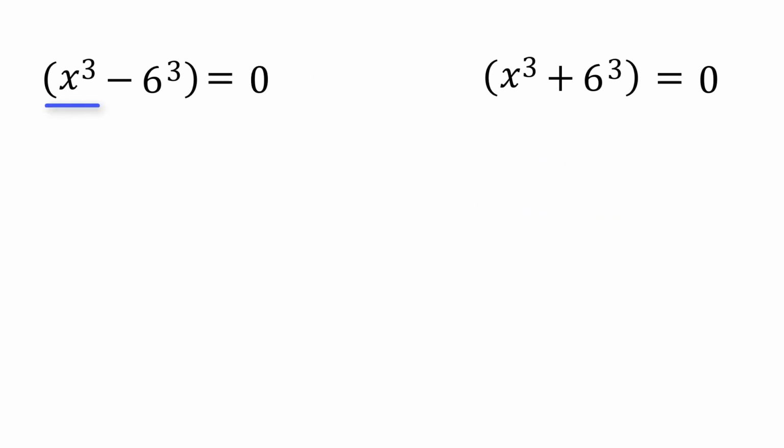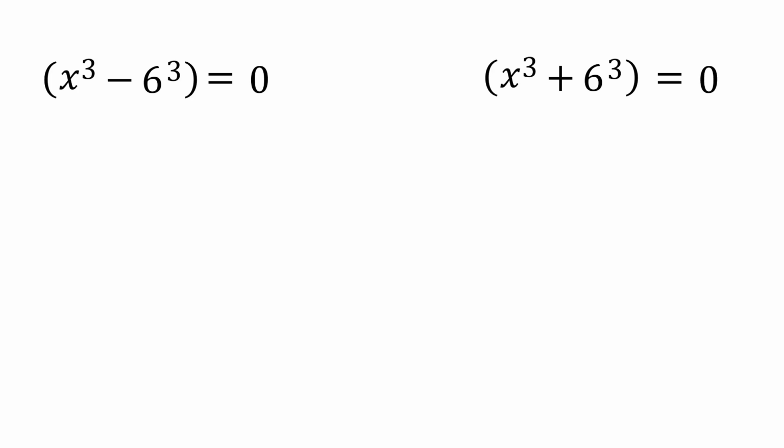The first is x cubed minus 6 cubed equals 0. The second, x cubed plus 6 cubed equals 0. Each of these equations is about to reveal more hidden structure. Let's begin with the first cubic equation. X cubed minus 6 cubed equals 0.